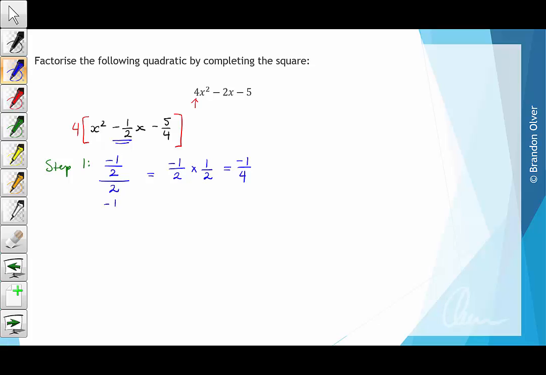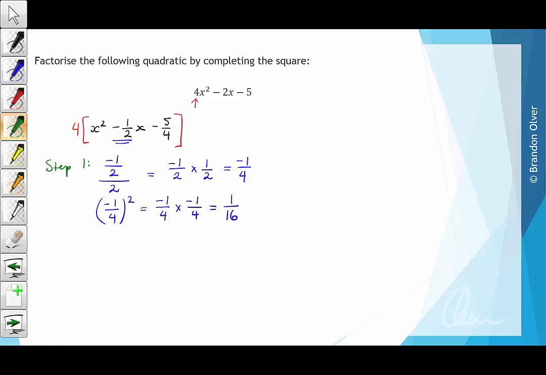And then we're going to have negative a quarter all squared, because we halve and square the term in front of the x. Just as a review, that's the same as negative 1 on 4 times negative 1 on 4, which gives positive 1 on 16.